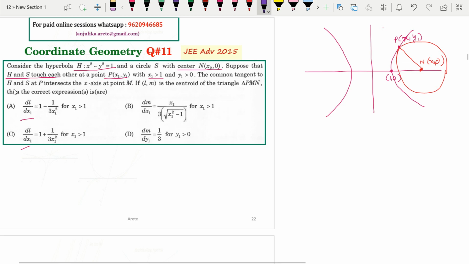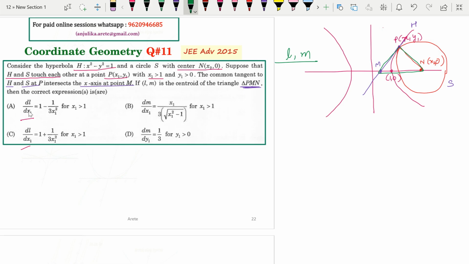The common tangent of H and S, where H is the hyperbola and S is the circle. The common tangent you have to draw at P. So let's say this is my common tangent. They are saying it is intersecting the x-axis at the point M. So this point is M. L is the centroid of the triangle P, M and N. Let's complete that. So this triangle, they are saying the centroid is L. Now, which of the following expressions are correct?